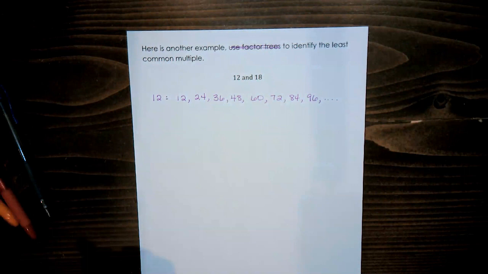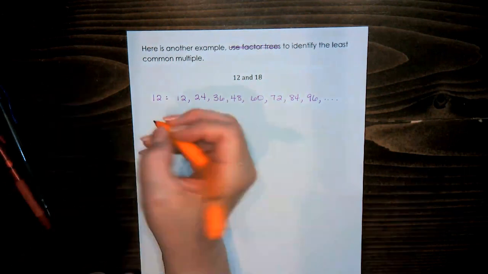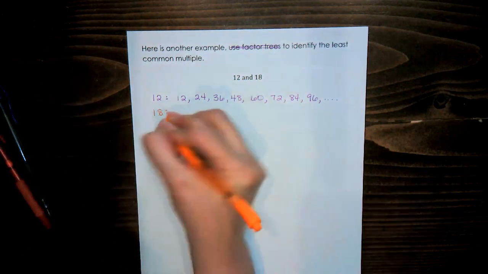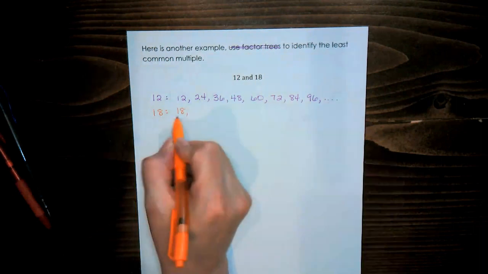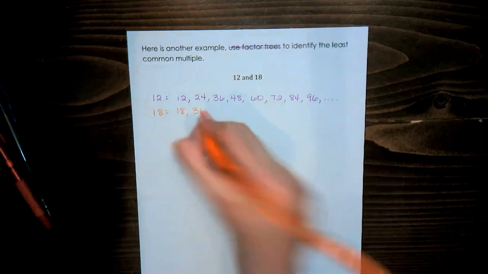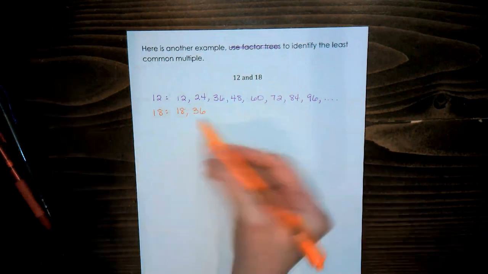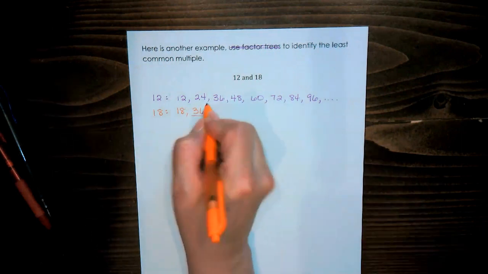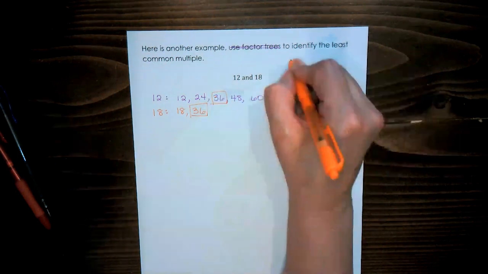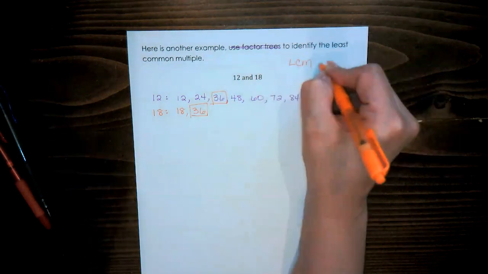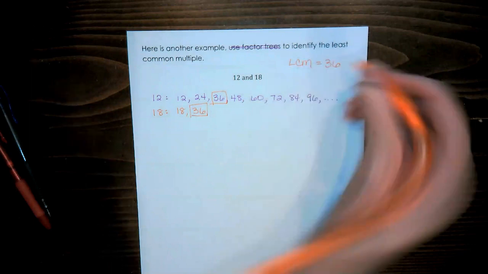Okay. And then let's do the same thing with 18. We're just going to add 18 each time, and I'm going to keep adding till I find one in common. So 18 plus 18 is 36. Well, there you go. There's the least common multiple. That's the first one I come to. So the least common multiple, which we generally call the LCM, is 36.